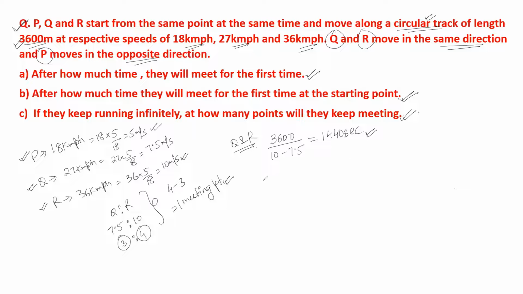Now, if all these three persons, that is P, Q, R, have to meet, it has to be the starting point. So the time taken by P to complete this track completely or to be at the starting point again would be simply 3600 upon 5. So this would be 720 seconds.